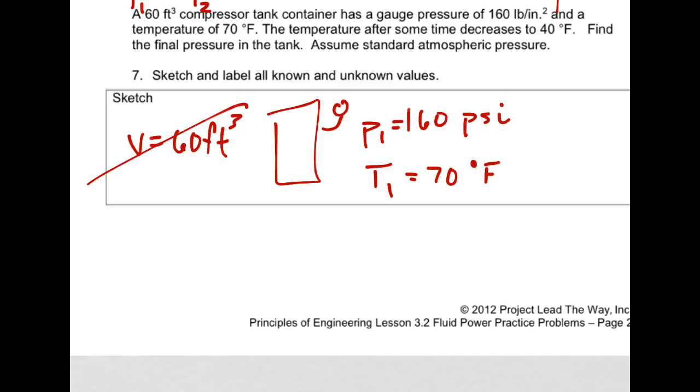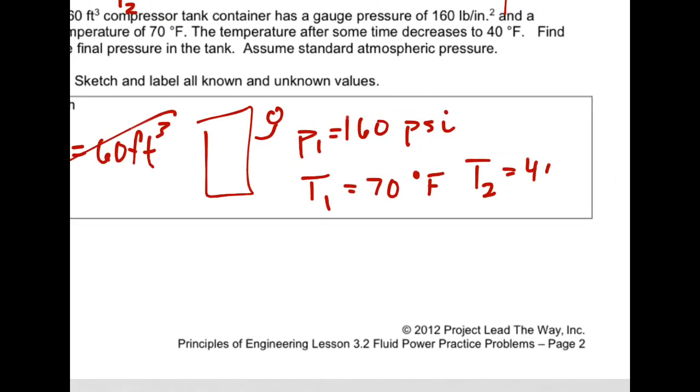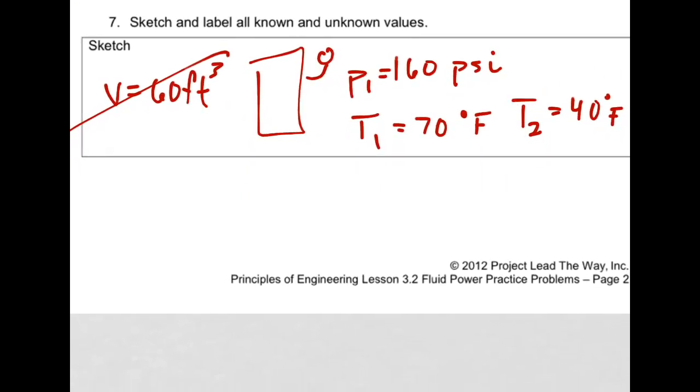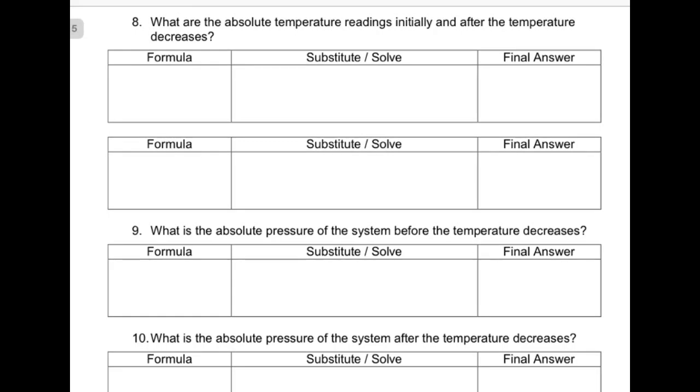The temperature after some time decreases to 40 degrees. So T2 is 40 degrees. Alright, so if we're decreasing the temperature, then the pressure is going to decrease. Find the final pressure in the tank. Assume the standard atmospheric pressure. Okay, so we're going to have to add stuff. I bet number 8 is going to tell us what to do.